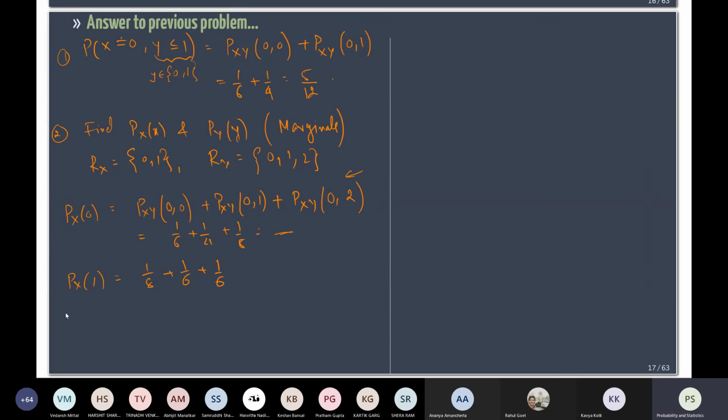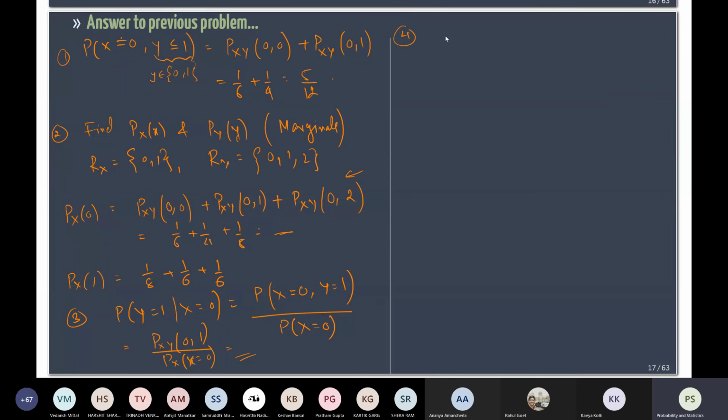The third question is the probability that y is 1 given x is 0. This is the probability that x is 0 and y is 1, divided by the probability that x is 0. So this is the probability of (0, 1) divided by the marginal of x at 0. This can be computed, done.